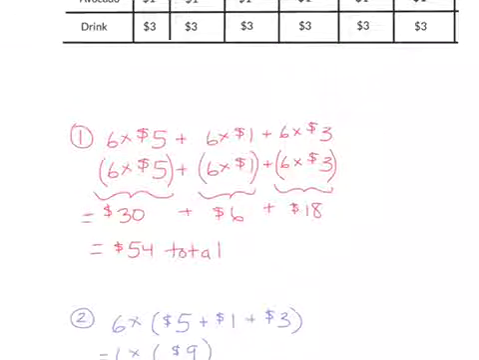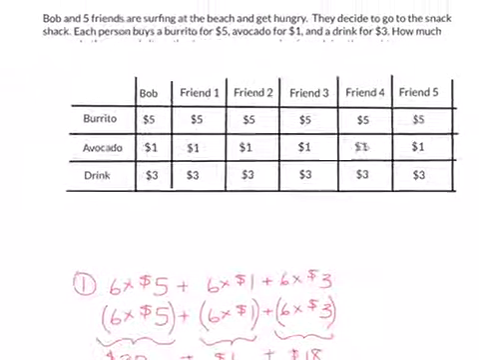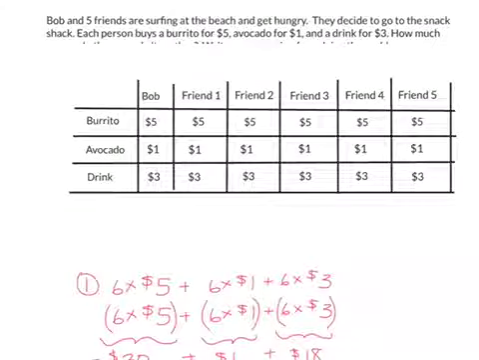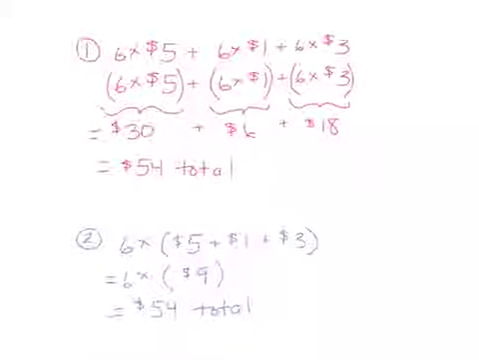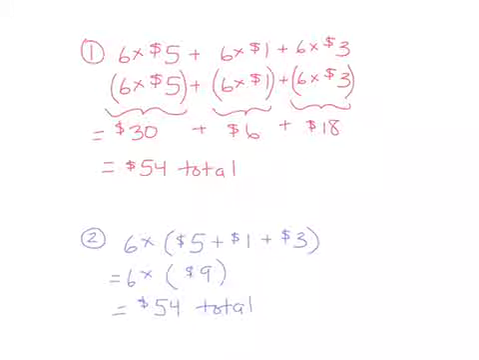Another way we could write it was we could say each person, like Bob, he spent 5 plus 1 plus 3. He spent a total of $9. 5 plus 1 is 6, plus 3 is 9. He spent $9. And friend 1 spent $9. They each spent $9. So the other way you could write this expression is you could use parentheses.